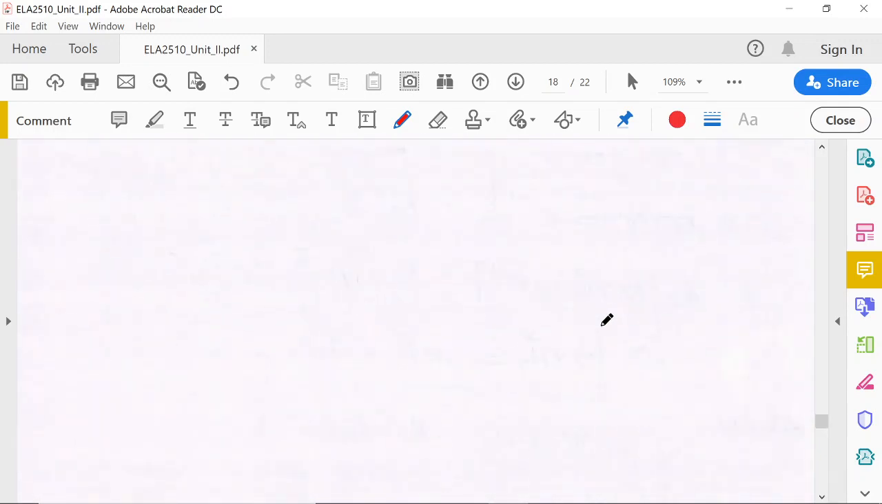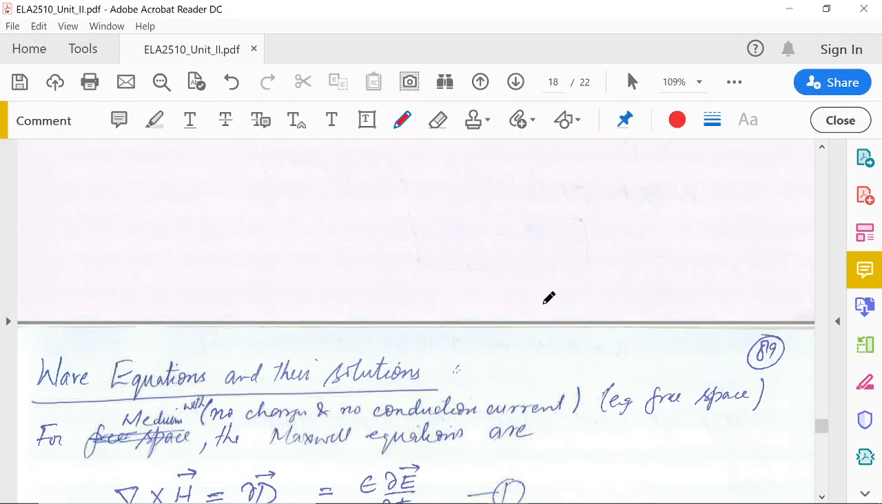The next topic is the wave equation and its solution. From here onward we will start understanding the wave nature of the fields, how they look, what their equations are, and so on.